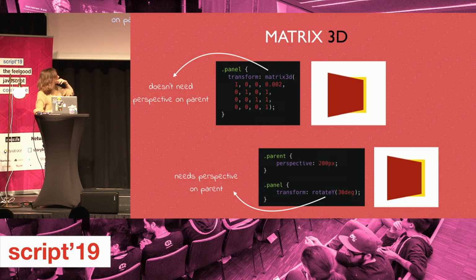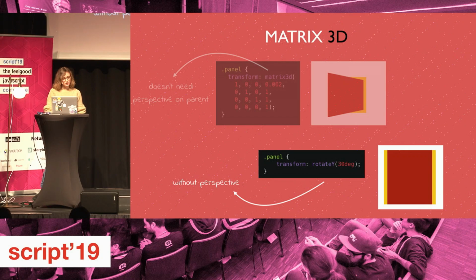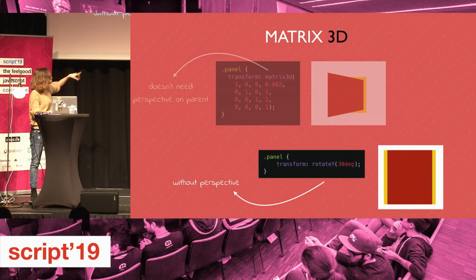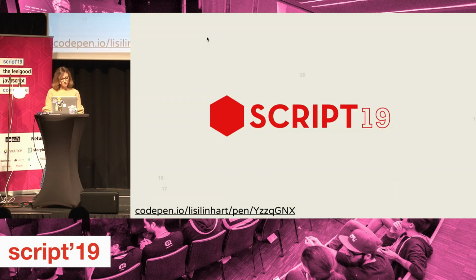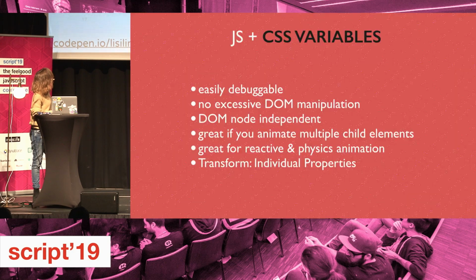To rotate something in a 3D space, we need to have a perspective on the parent. And if we don't want to set that on a parent, we can use the matrix3d to do the same rotation just on that element. So in this case, I'm just rotating it on that element. And if I wouldn't add the perspective, it would look like that. So it wouldn't be a 3D transform. All right, so that was the example.